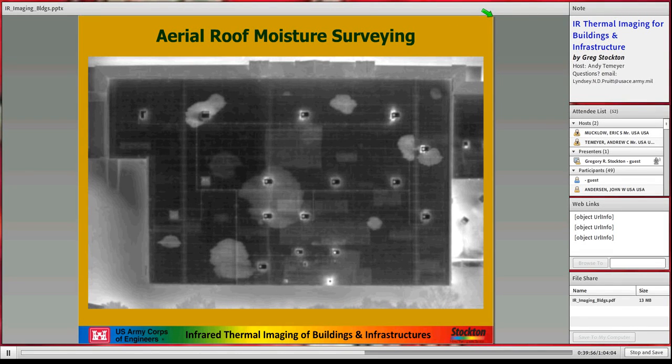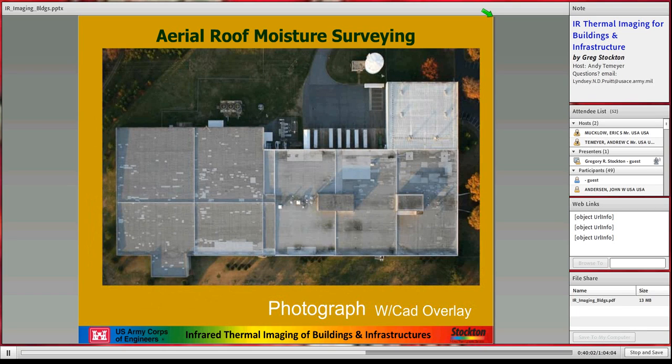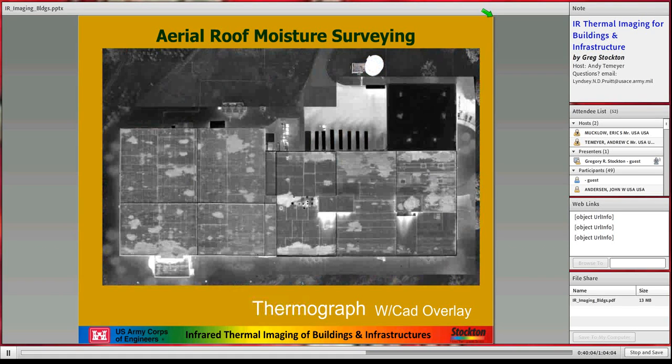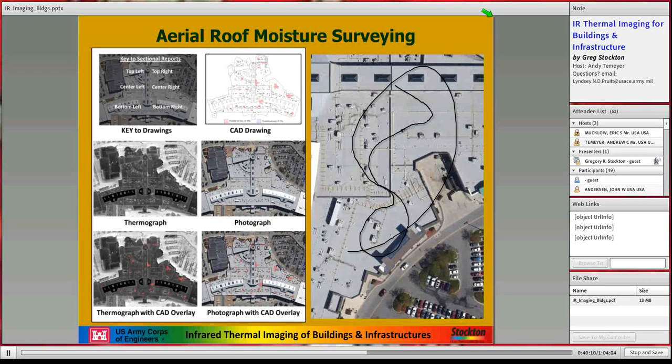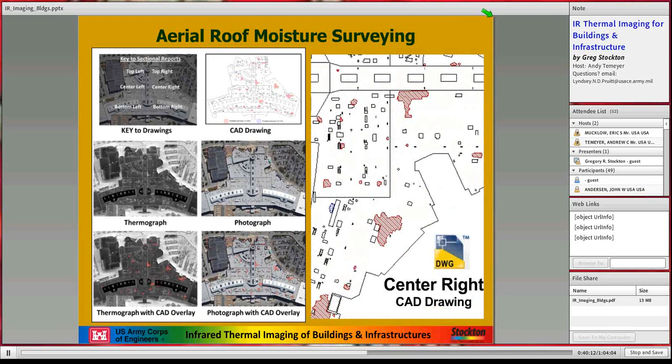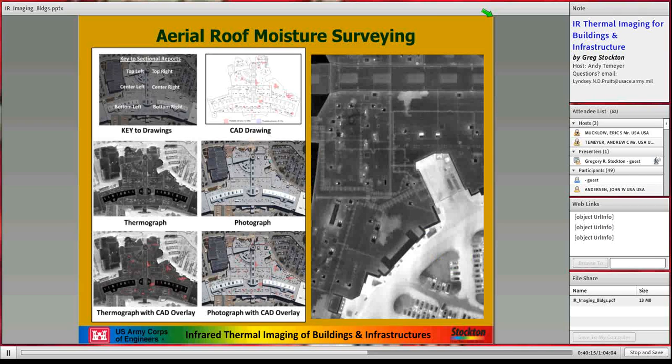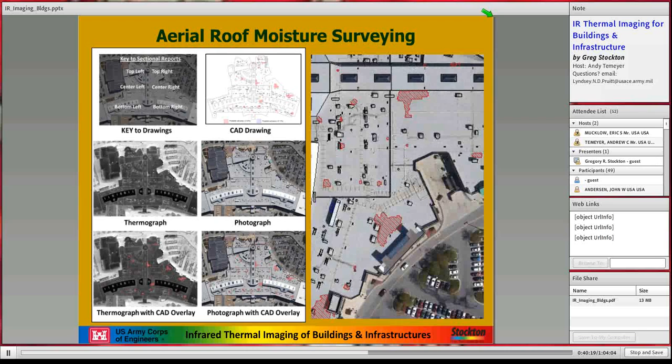The bright areas that are this bright or brighter are water that's in the top layer of insulation that's wet. This is a patch right here, and then inside the patch you have water there. So you've got water inside old roofs, and you've got water in multiple layers on the roof.